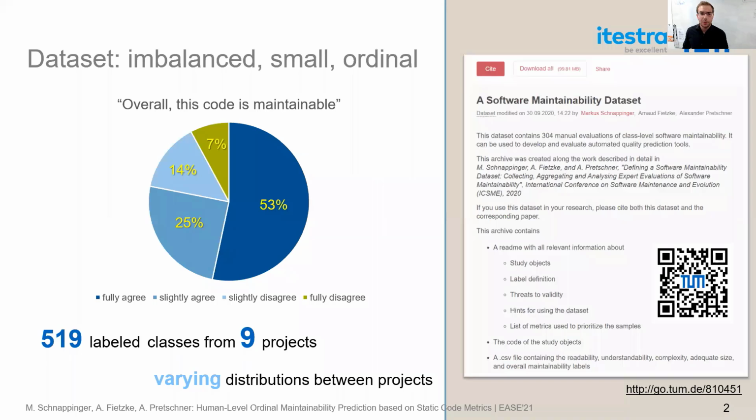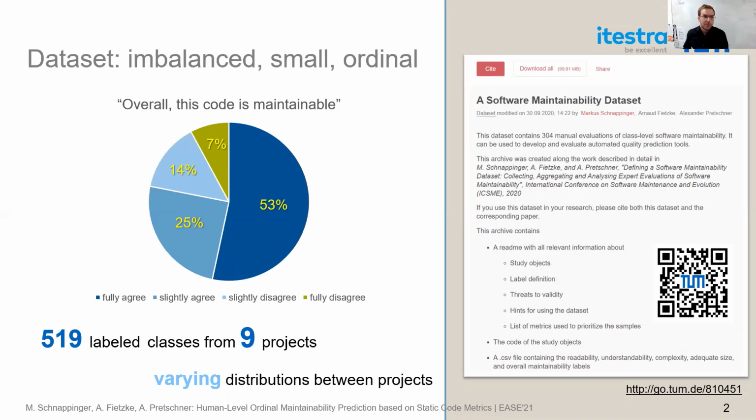Luckily, we are in quite a comfortable situation and can use an existing data set. We recreated the dataset less than a year ago and published it at the ICSME conference. It is also available on Figshare using that QR code or the URL below. In total, we have access to 519 labeled Java code files that are taken from 9 different projects.